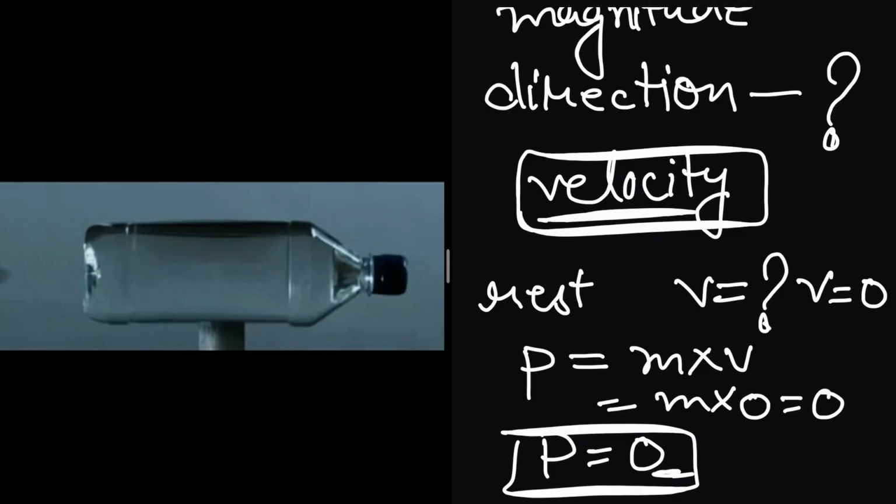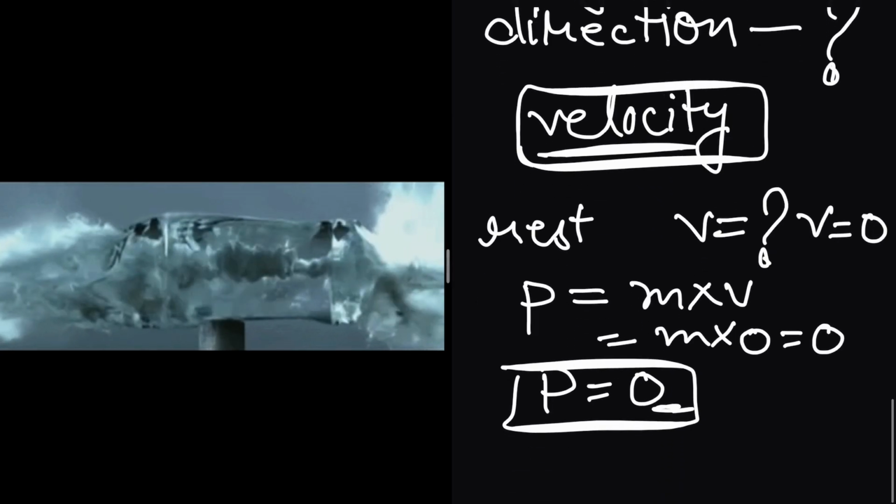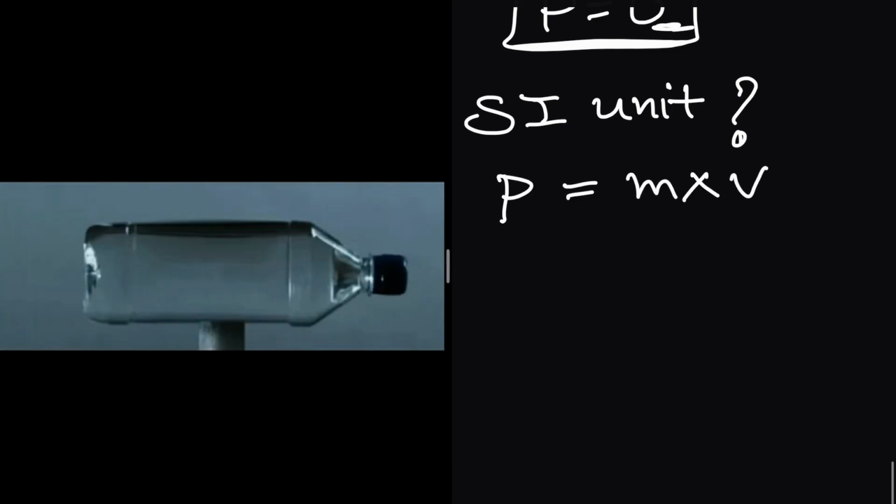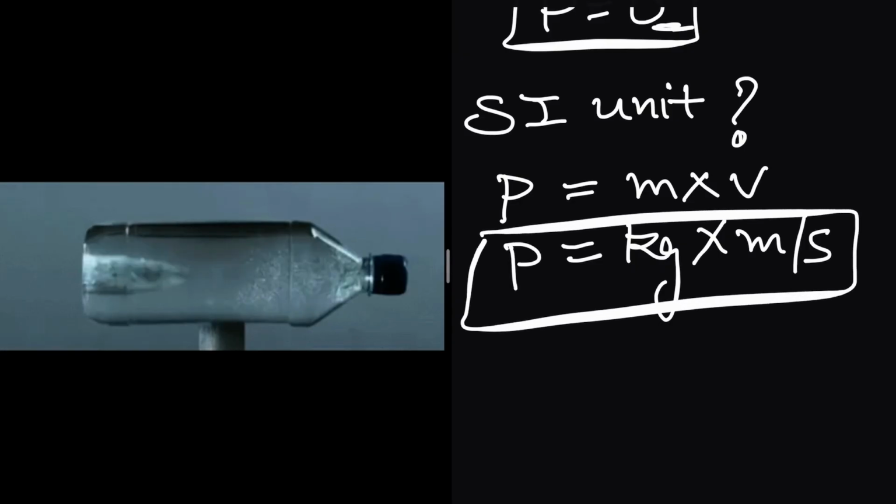Clear, students? Now the next question which will generally come from this topic is: what is the SI unit for momentum? It's very easy, students. The momentum formula is mass into velocity. The SI unit of mass is kg. The SI unit of velocity is meter per second. So the SI unit of momentum is kg meter per second. Clear, students?